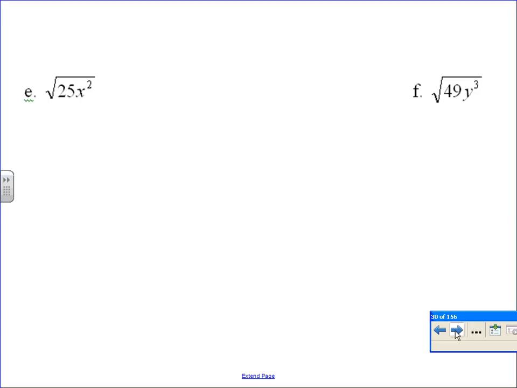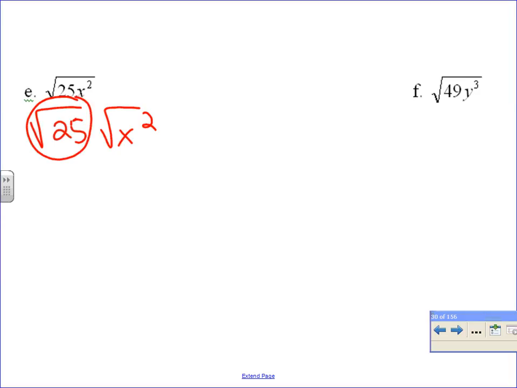So I'll say that again. When you have a variable with an even number exponent, it's perfect. When you have a variable with an odd number exponent, it's not perfect, but we can make it perfect. So letter E, we're going to split up into square root of 25 times square root of x squared using the product property of radicals. So square root of 25 is perfect. I'm going to circle it.